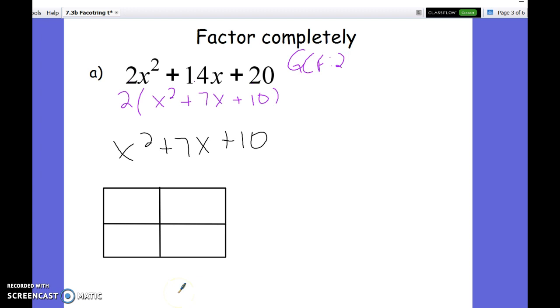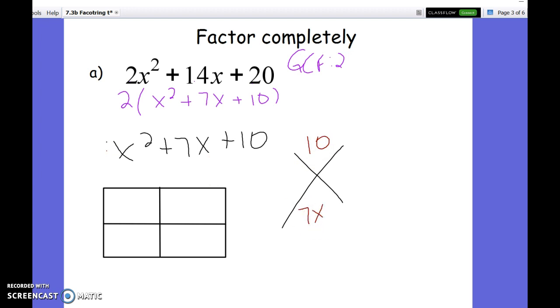Now that we've taken the greatest common factor out, we are going to look at x squared plus 7x plus 10. So this is our trinomial after we take our greatest common factor out, and this is what we use our box method to factor. So x squared plus 7x plus 10. Well, remember we want to find two numbers that multiply to be 1 times 10, so two numbers that multiply to be 10 and add to be 7.